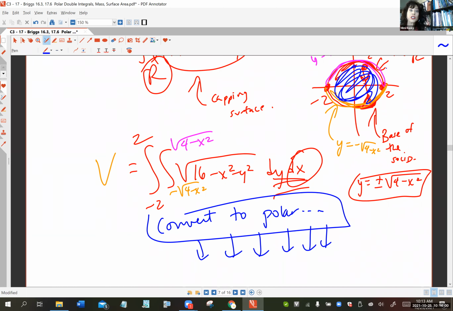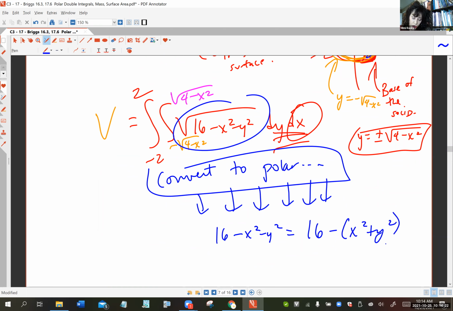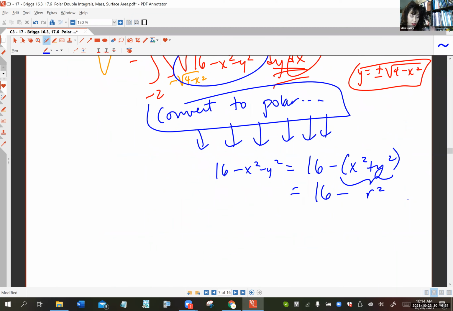The region of integration is a circle, or a portion of a circle, or some sort of polar sector like a rose curve or something like that. Perfect candidate for converting to polar coordinates. Okay? So the first thing I want to do is notice that the radicand can be rewritten. You can factor out a negative from the last two terms. And then when you convert the radicand to polar, it's going to look like 16 minus r squared.